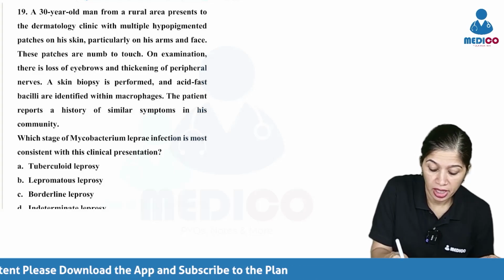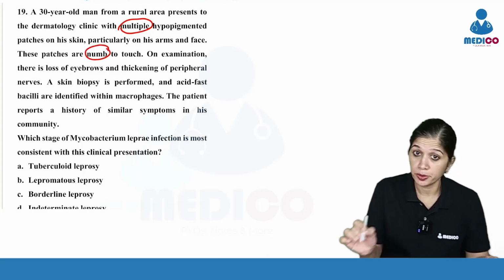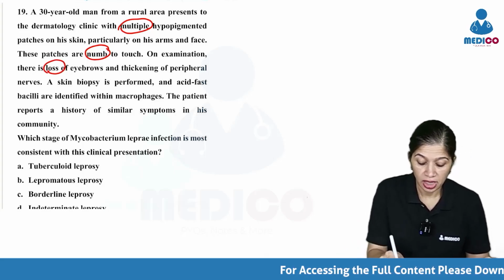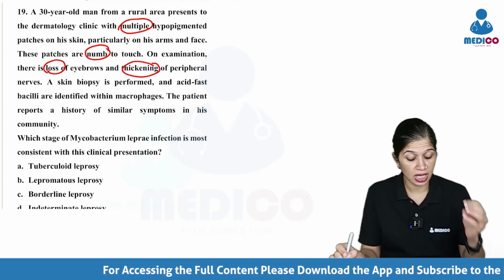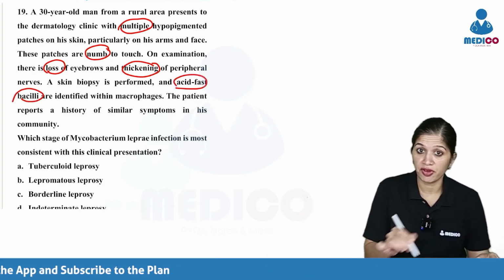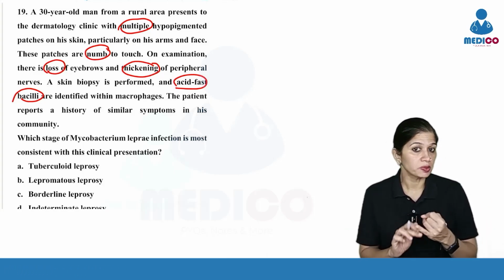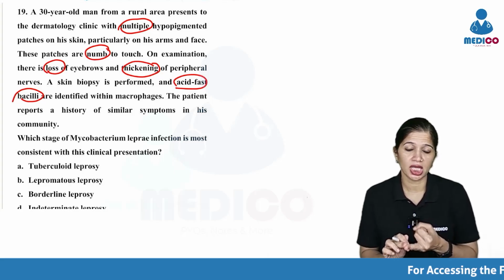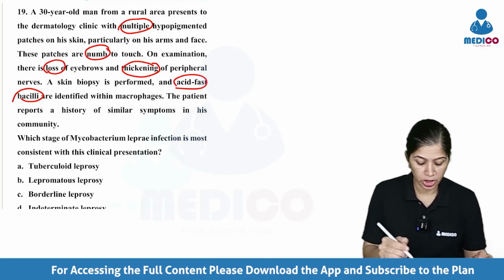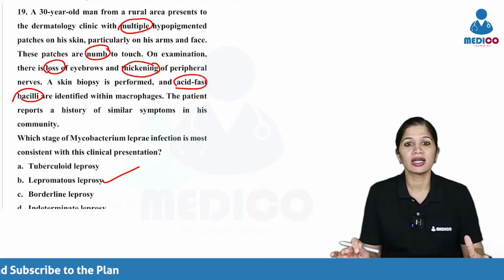Starting from the beginning, he has multiple hypopigmented patches. Patches are numb to touch, which means nerve involvement is there. There is loss of eyebrows and thickening of peripheral nerves. Again, there is nerve involvement. There's eyebrow alopecia. On skin biopsy, acid-fast bacilli are identified, and there is a history of similar illness. So when there are multiple lesions, nerve involvement, and you're able to see the acid-fast bacilli and eyebrow alopecia, all that points to lepromatous leprosy. I hope there is no confusion. If there is, we will clear it with the discussion.